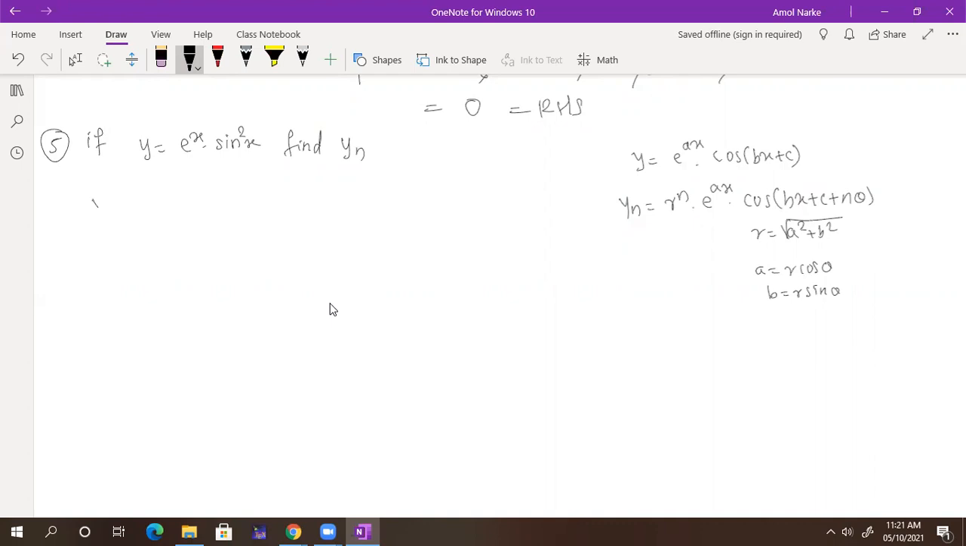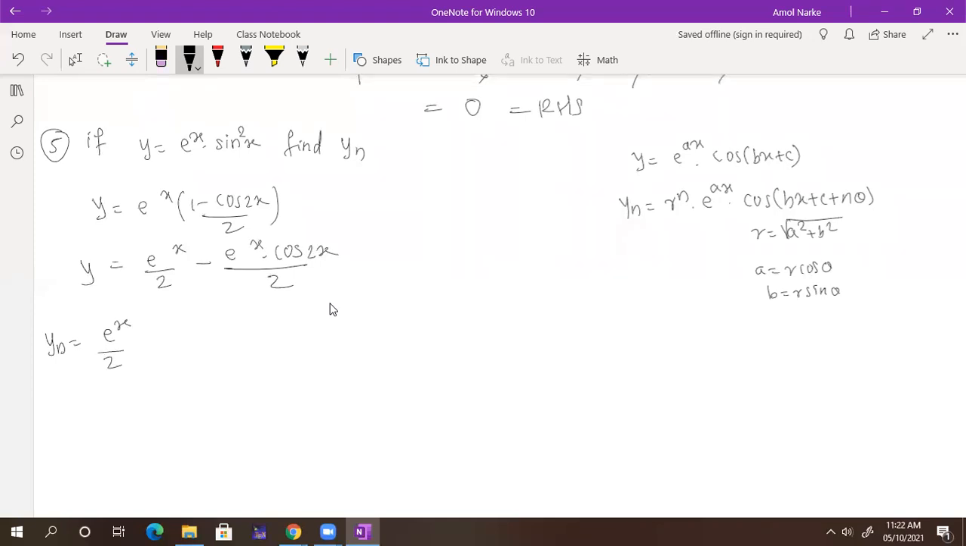So what I will get: y is equal to e raised to x into (1 minus cos 2x) divided by 2. And multiply inside. So e raised to x divided by 2 minus e raised to x into cos 2x divided by 2. Not a, here a value is 1, no? This is my y. So tell me, what is my yn now? What is the nth derivative of this?